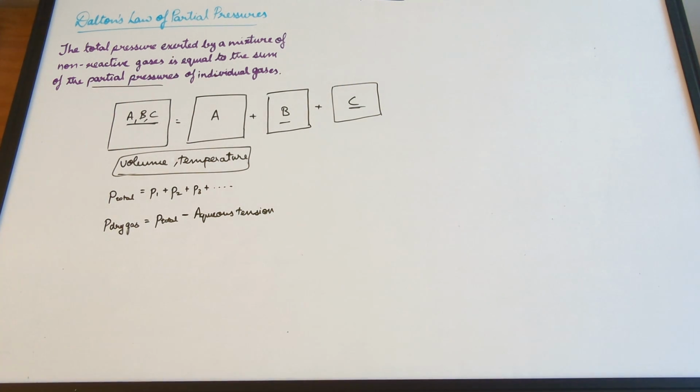In your textbook, you've been given a table which consists of aqueous tension, that is, the pressure exerted by saturated water vapor at different temperatures. For each temperature value, for example at 273.15 Kelvin, that is 0 degrees Celsius, or the freezing point of water, the vapor pressure is going to be 0.0060 bar. And at 301.15 Kelvin, it is 0.0372 bar. You have these values in your textbook. So based on the temperature, you will be subtracting the value of aqueous tension from the P total, and that will give us the pressure of the dry gas.